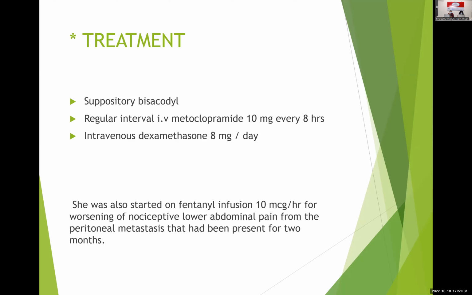You have to give at least 16 milligrams per day as a single shot in the morning and then see if it is helping her. If you start at 8 milligrams, it is not going to help her. So this prescription should be rewritten. And what happened is she developed pain. And again, what we did was a fentanyl infusion for her since there was worsening of nociceptive lower abdominal pain from the peritoneal metastasis that had been present for two months.